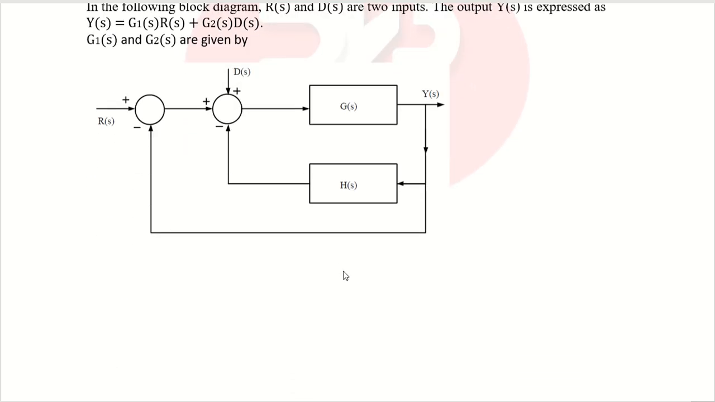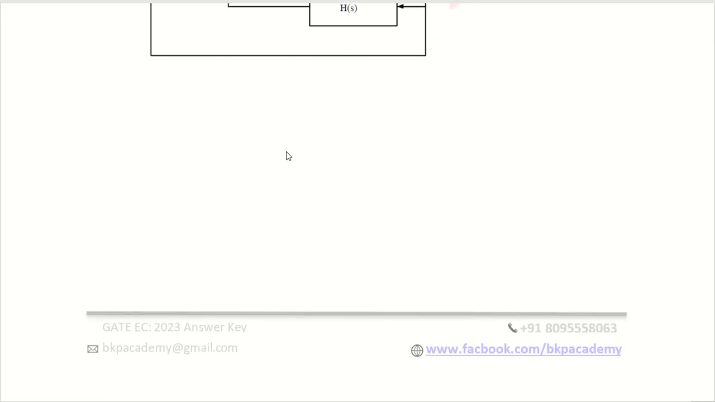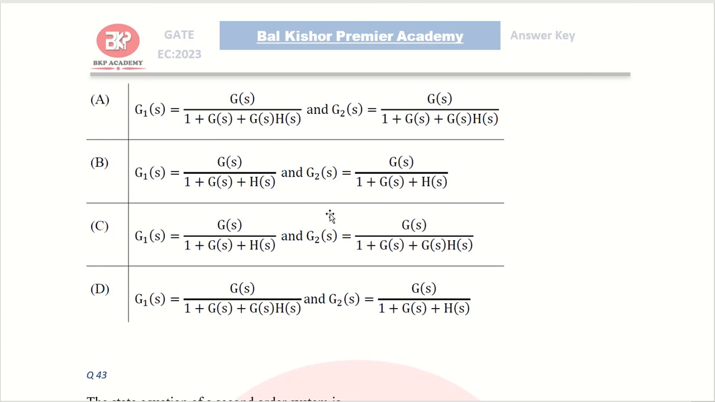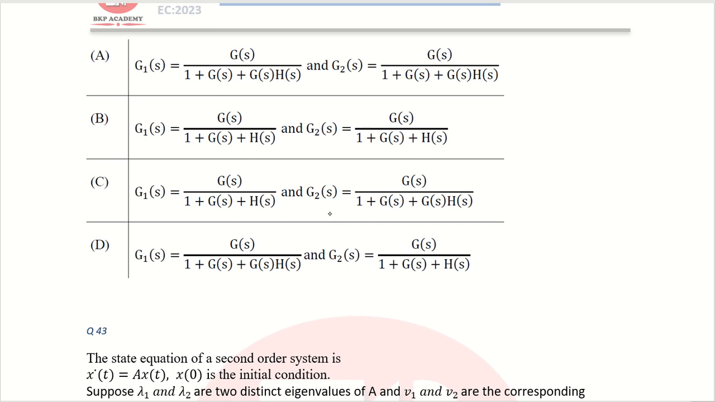Then question number 42, you are going to get a very simple question. You can directly apply the Mason's gain formula, which was very promising as well. You don't have to apply the block reduction technique. That is nonsense. By that you could have got the answer in 1 second. So 42 is option A.